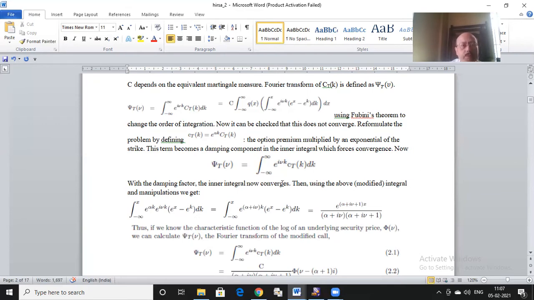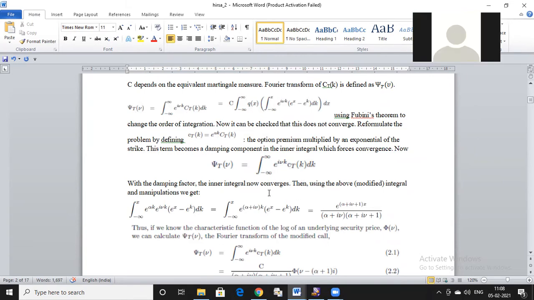So now the redefined psi is e to the power i nu small c dk. It uses the same symbol, a bit of an abuse of notation, but instead of capital C inside, I have now small c. So I have this additional term of e to the power alpha p.